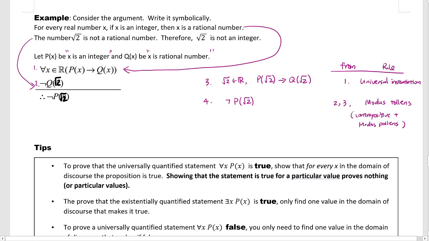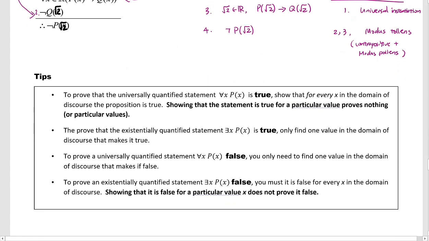Here are some tips for you. First, to prove that the universally quantified statement for all x, P of x is true, you have to show that the proposition is true for all x in the domain of discourse. Showing that the statement is true for a particular value proves nothing. One or two values cannot prove for all. Only one or two values is not enough.